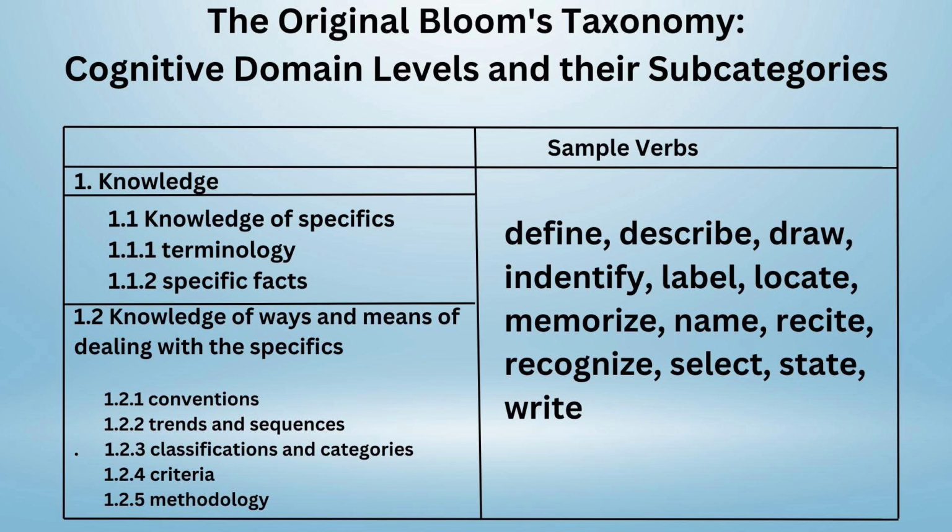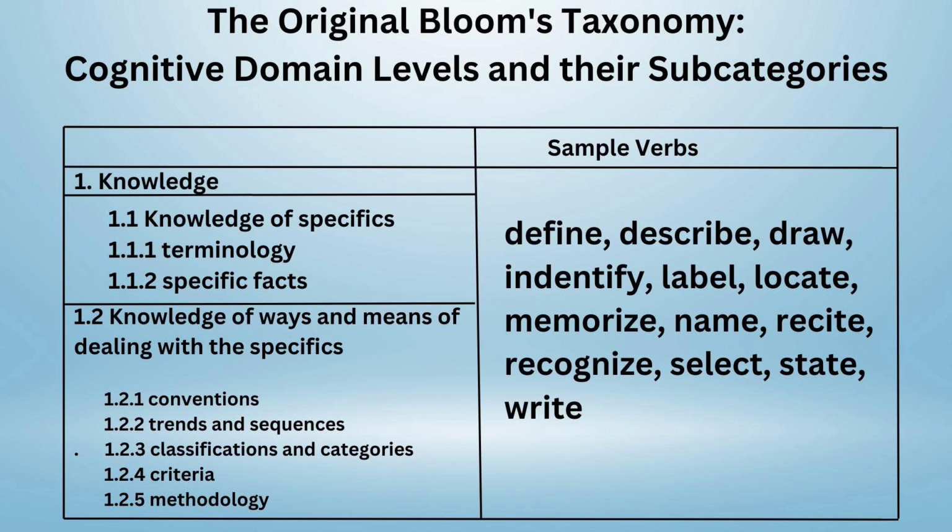And third, classification and categories, meaning it is the knowledge of classification and categories. And fourth is the criteria. When we say criteria, it is the knowledge of standards and basis for analysis. So, fifth, which is the methodology. When we say methodology, it is a knowledge of methods and processes.